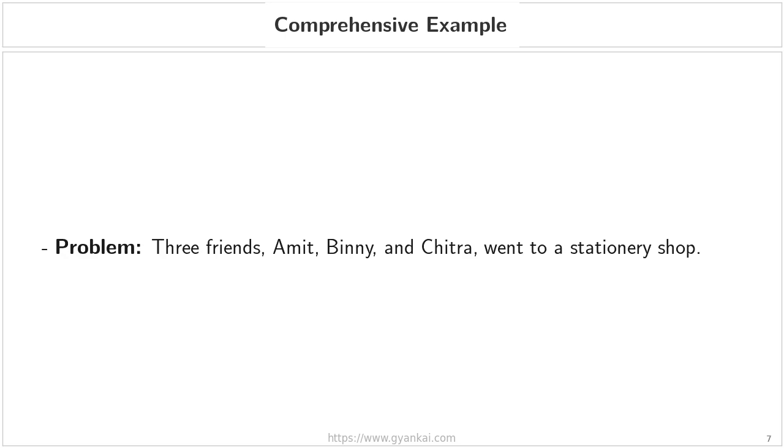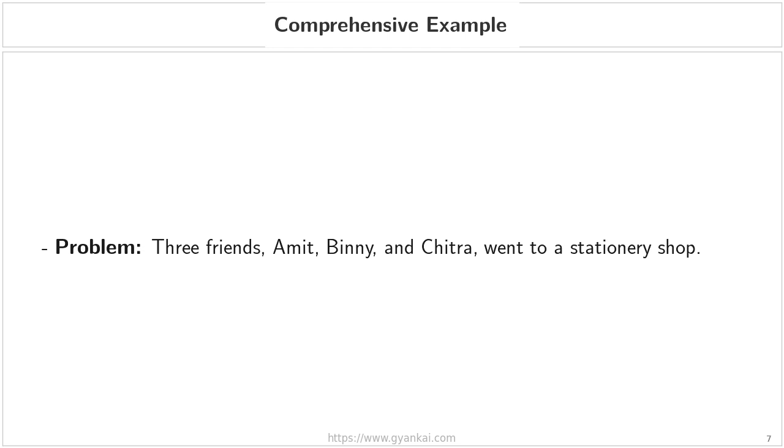Comprehensive example. Now that we have walked through the theoretical steps of identifying unknowns, translating sentences, and setting up the matrix equation, let's put everything we have learned into practice with a comprehensive example. Take a look at this problem.